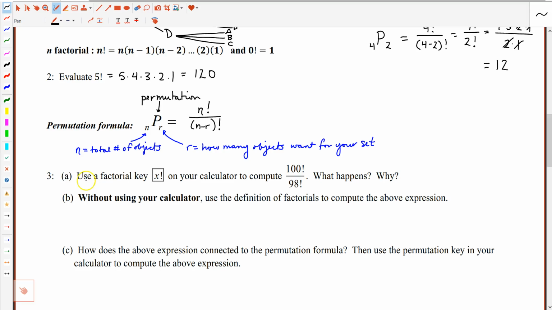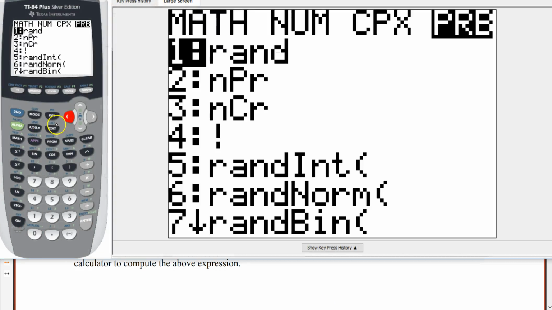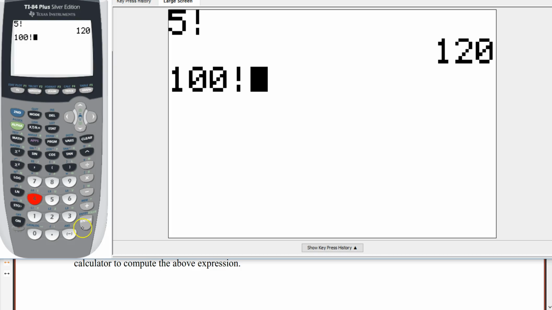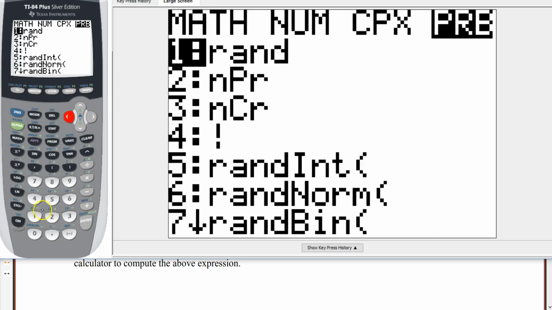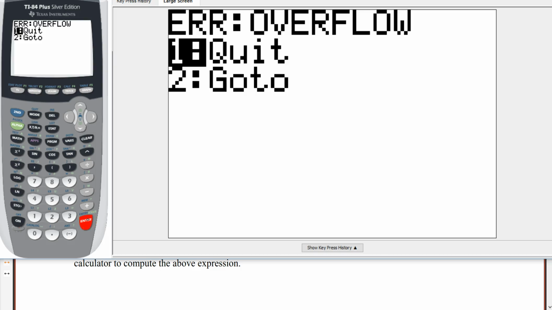So this one down here, it says use a factorial key on your calculator to compute 100 factorial divided by 98 factorial, and what happens and why. So let's go ahead and plop that into our calculator. In our calculator, I'm going to do 100, and then go inside Math, grab my factorial, divide by 98, go inside Math, grab my factorial, and then hit Enter to evaluate it. Alright, so what happens?